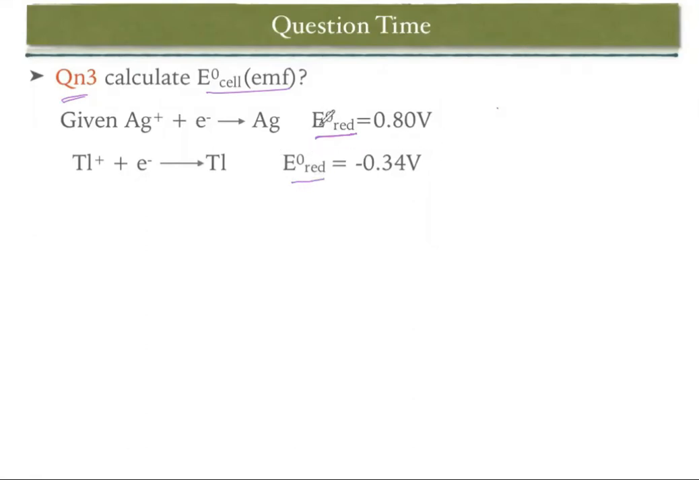So the simple trick is, whenever the reduction potential is given, the higher value of reduction potential will tell you about the cathode, and this is reduction. Lower value will be the anode, and this is oxidation. Now, as we already know, we have to write the cathode and anode reactions.